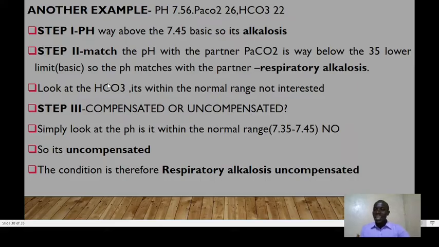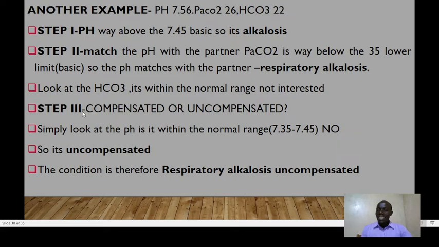But guys, look at the bicarbs. The bicarbs, is it within the normal range? Yes, within the normal range. It's not interested. This is what we call the unfriendly guy. Okay, unfriendly colleague. He's not concerned with whatever is happening with the partial pressure of carbon dioxide. For him, it's just okay, within the normal range, not interested.